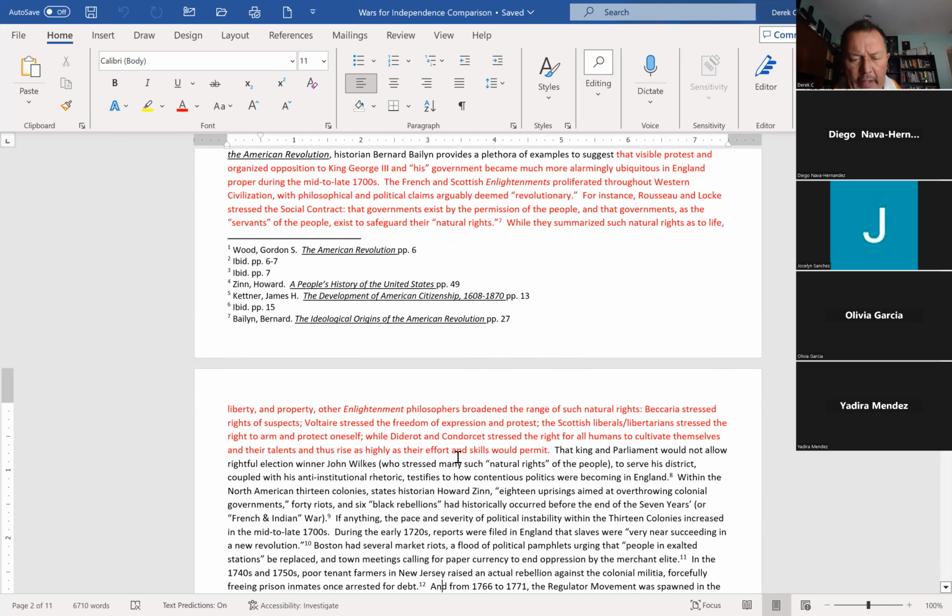And then also, by the way, there were two guys named Trenchard and Gordon. I don't recall their first names, but at any rate, they had a newspaper called Cato's Letters. And what they did is they synthesized ideas of the French Enlightenment and ideas of the Scottish Enlightenment with what was going on in their day in Mother England.